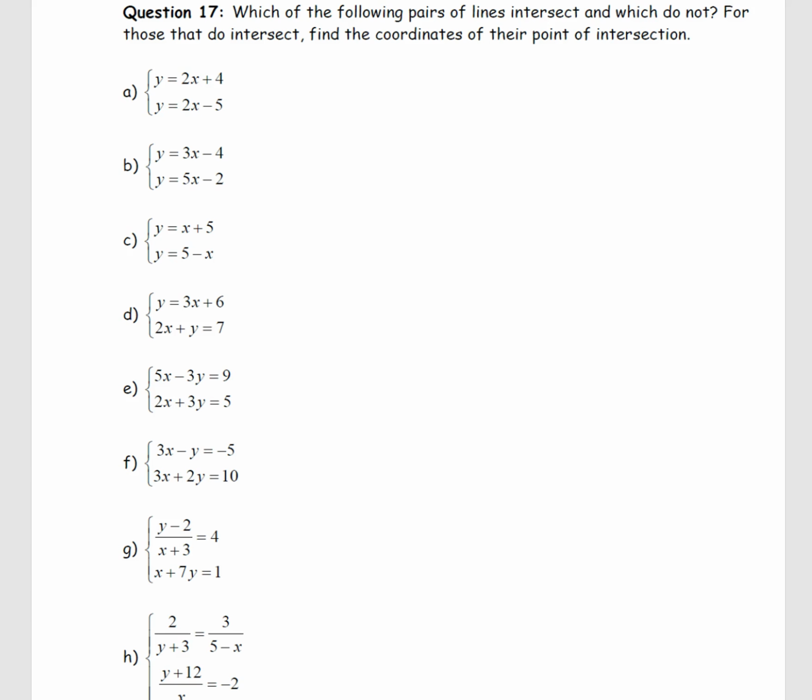So the ones I'm going to do are A, C, E, and G, and so hopefully from that you can get an idea of how to do this type of problem.